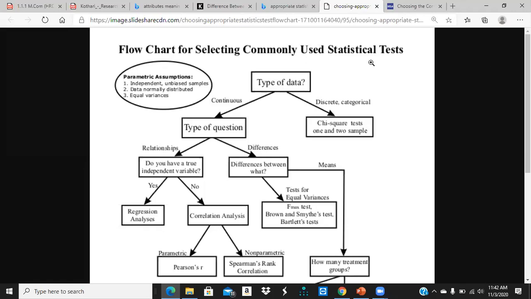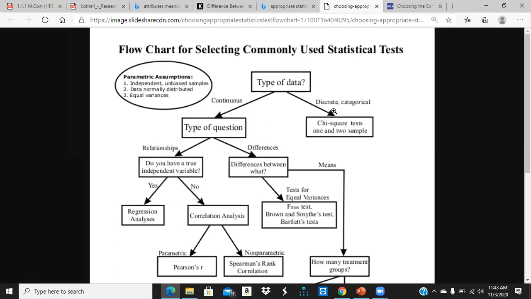So once you have decided whether it is parametric or non-parametric, then you see what the type of data is. Whether it is continuous data or discrete or categorical data. Continuous data is nothing but you are getting the exact value, like the scores obtained by the students, or height of the students, or Sensex value, any value. It is in continuous form, 7.5, 7.6, 7.8, like that. So that is called continuous data.